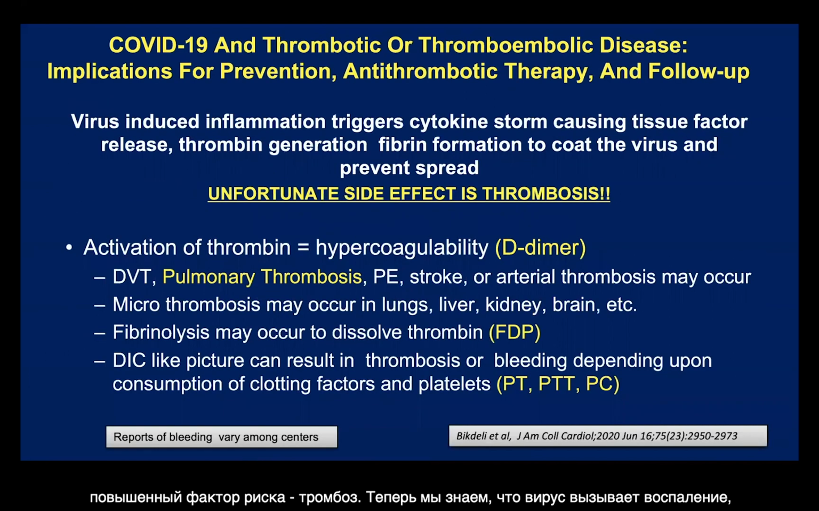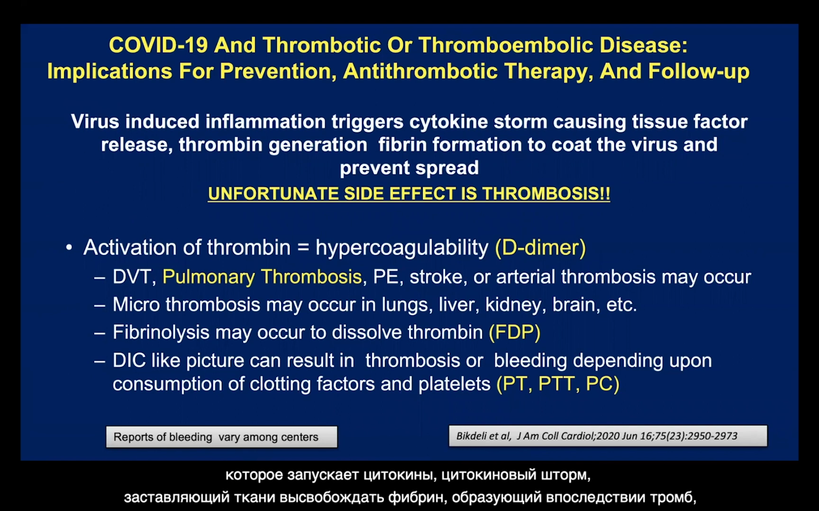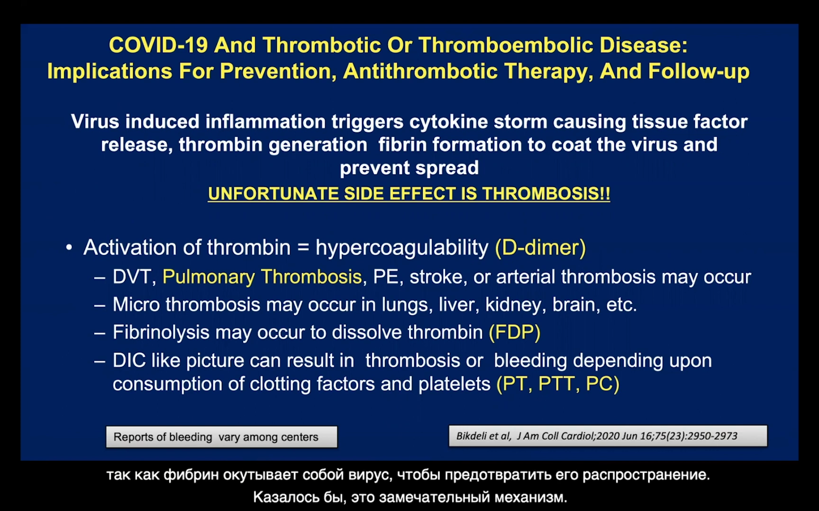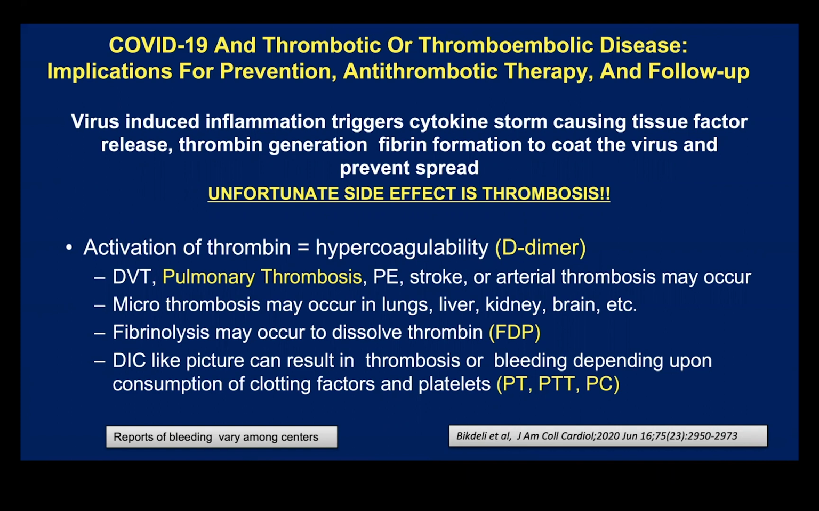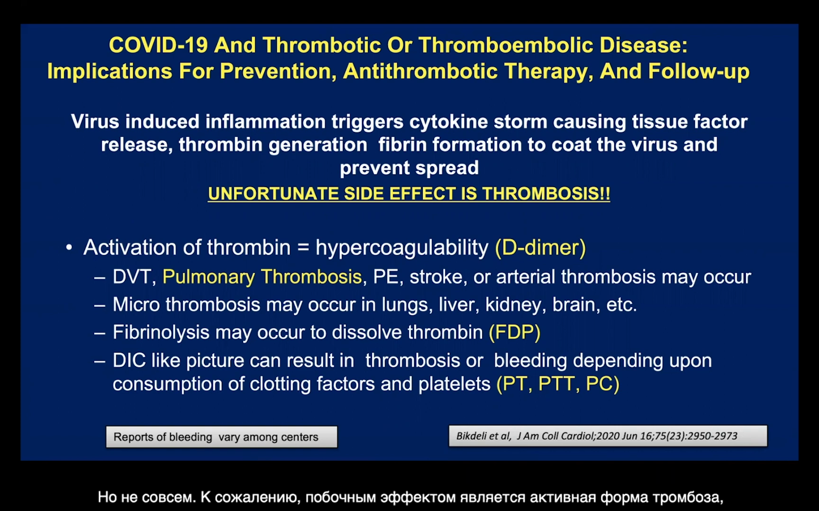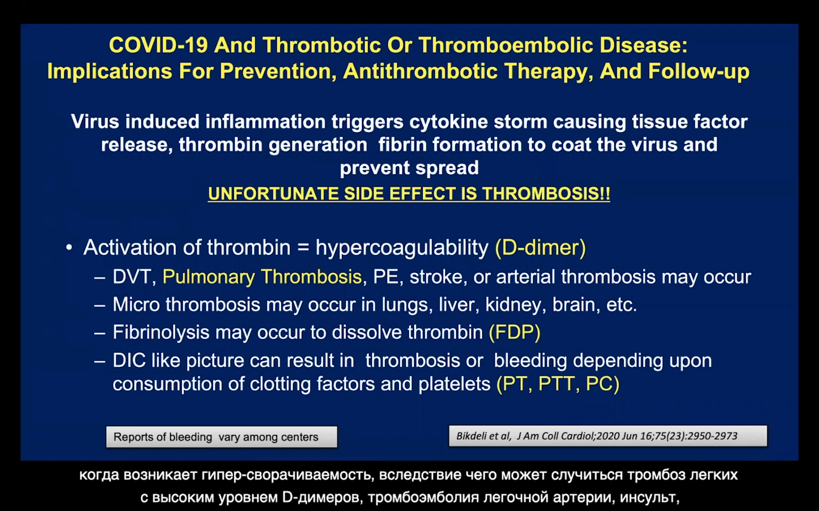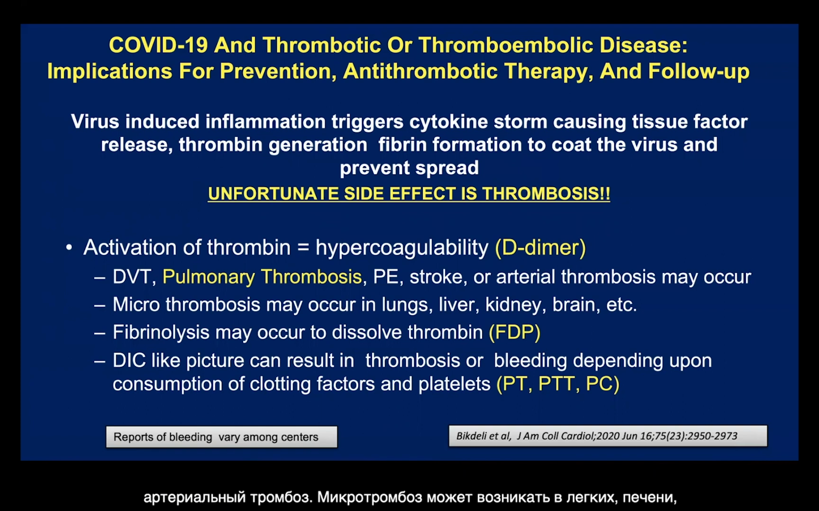which is thrombosis. Now, we know that the virus causes an inflammation which triggers a cytokine storm, causing tissue factor release, thrombin generation, fibrin formation, and so the fibrin coats the virus to prevent its spread. What a wonderful mechanism. Well, not so fast. Unfortunately, the side effect is thrombosis. With the activation of thrombosis, and you get hypercoagulability, high D-dimers, pulmonary thrombosis, pulmonary embolus, stroke, arterial thrombosis can occur.